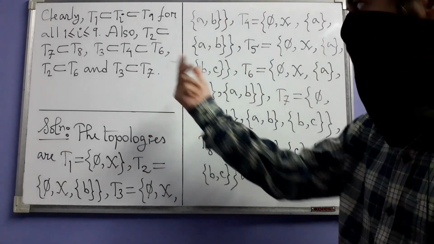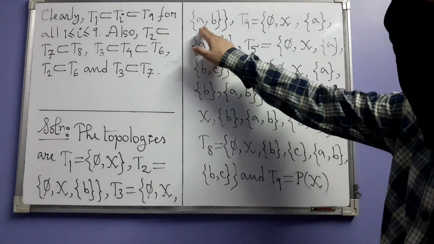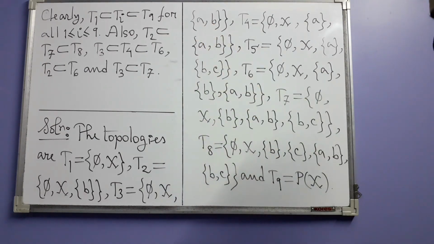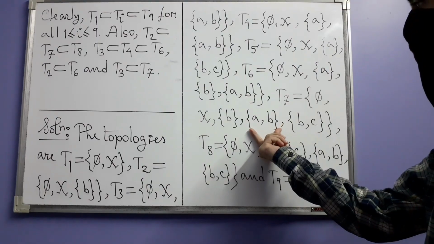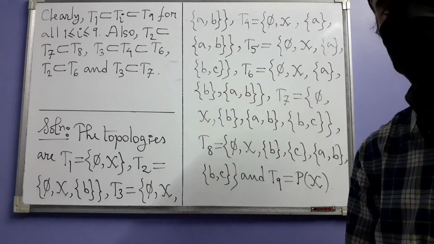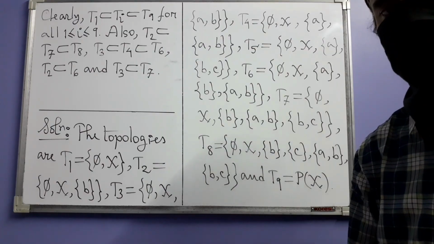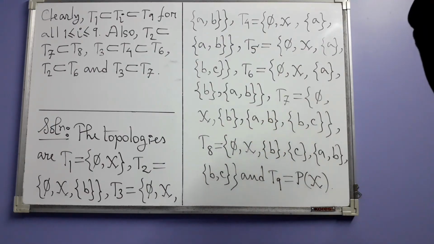What about T3 and T7? So T3 again, it has this extra element, and T7 must be quite large, no? Here. Yes. So that is already there. But besides that, there are two more sets, two more open sets. So like that you can verify the others.